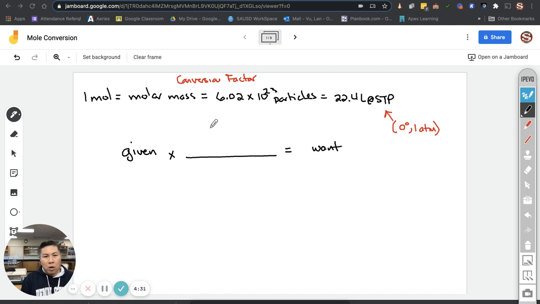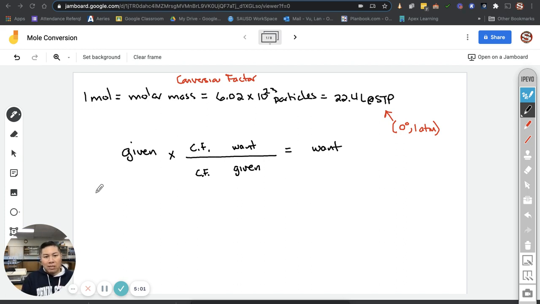Okay? So this part right here is the conversion factor. And what you're going to do is you're going to take the units in the conversion factor part of the given, and put it on the bottom, okay? And then the want, you're going to put on top. So the conversion factor of the want goes on top. The conversion factor of the given will go on the bottom. So that's the basic setup, right? Once you see it, it's going to be really easy, all right?